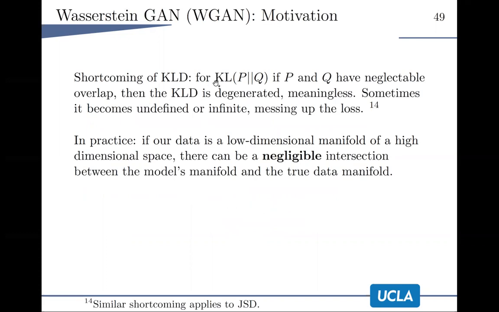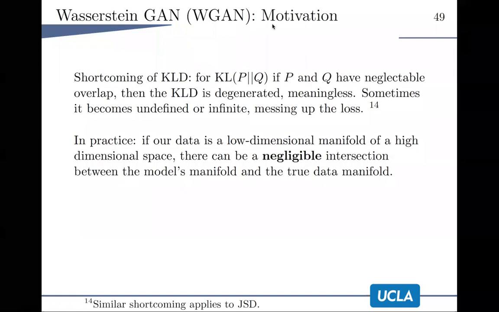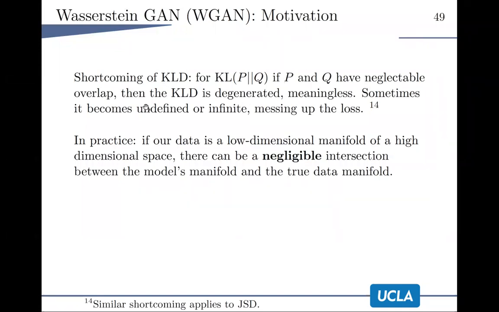The first one that comes out is the Wasserstein GAN, or W-GAN. Its motivation is that we observe some shortcomings of the KLD, rooted in the nature of KL divergence. I mean, we observe some shortcomings in the traditional generative adversarial nets design because of the shortcoming of KL divergence.